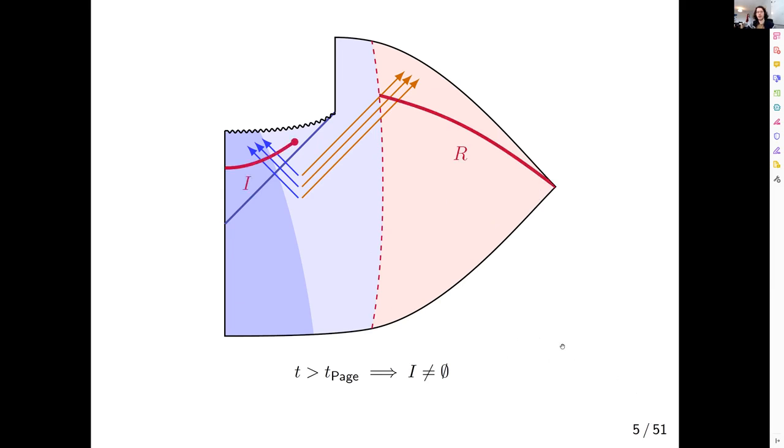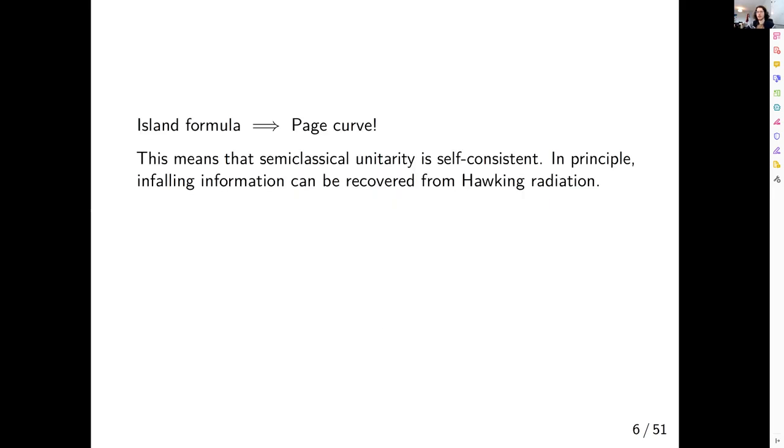But after the Page time, enough entanglement has been built up between the inside and the outside of the black hole that there's a non-zero minimal island. Eventually this island will grow to span the entire black hole interior. And so the island formula corrects the Hawking calculation after the Page time. According to detailed calculations in a wide variety of theories, the island formula seems to be enough to give you the Page curve. And the validity of the Page curve implies that it's consistent to assume that the formation and evaporation of black holes is a unitary process. So in principle, all of the information about what fell into the black hole can be recovered by measuring the Hawking radiation.